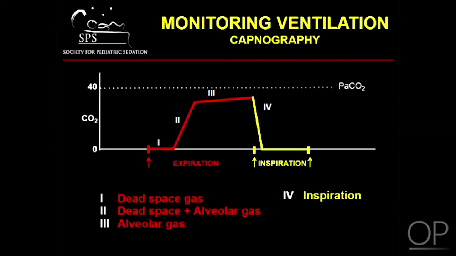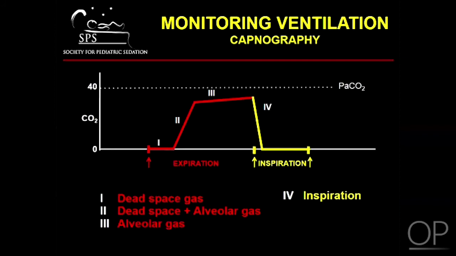Section 2 occurs early and mid-exhalation and appears as a rapid upstroke in the exhaled carbon dioxide concentration. This represents the phase of exhalation when dead space gases are rapidly mixed with alveolar gas. Phase 3 begins when the exhaled carbon dioxide level plateaus and represents nearly pure alveolar gas. This is the true end-tidal carbon dioxide measurement.